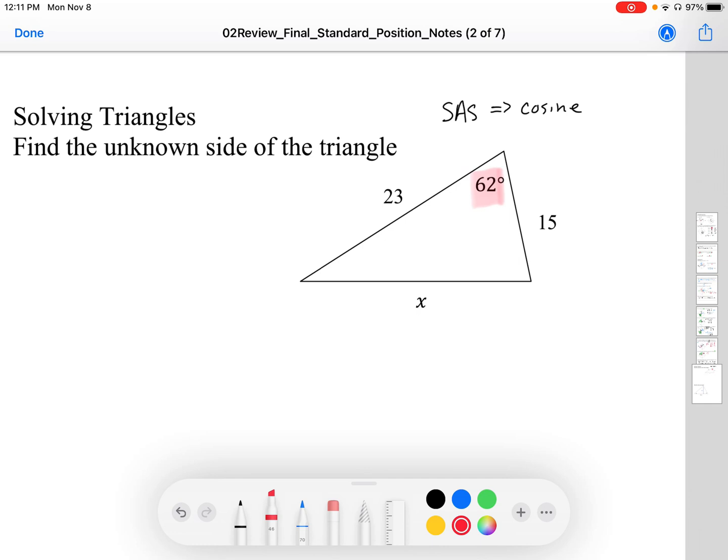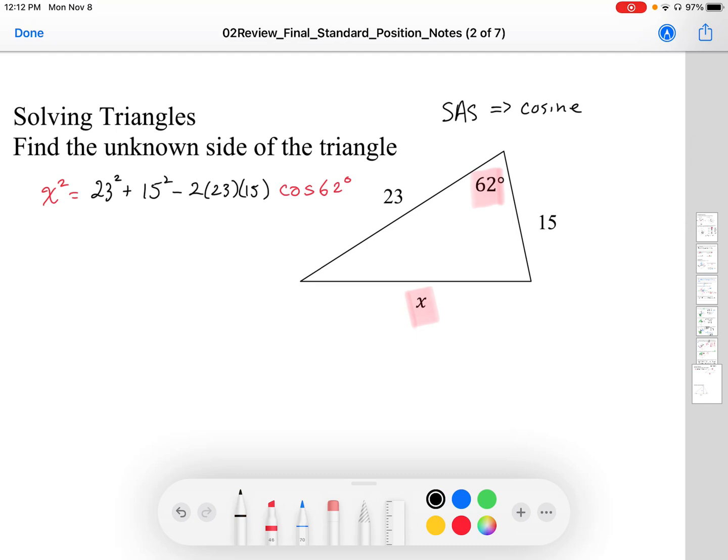Okay, so we're going to use the cosine law, and the one thing about the cosine law that we have to be careful of is we just have to make sure that those are going to be opposite. So if I want to solve for x squared, I just have to make sure that the x squared is going to have the cosine angle opposite to it. So we have 23 squared plus 15 squared, so a squared plus b squared minus 2 times a times b. Now the cosine part of this must relate to the angle opposite to the x. So this is going to be cosine of 62 degrees.